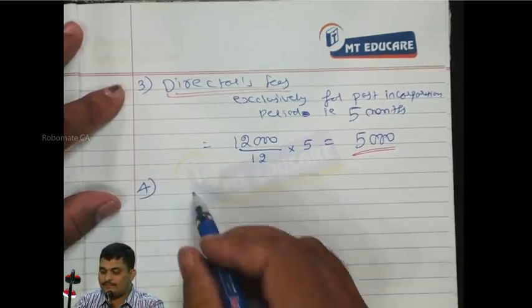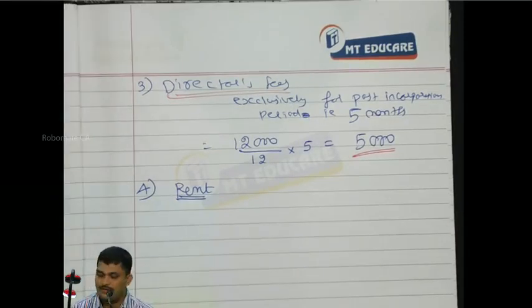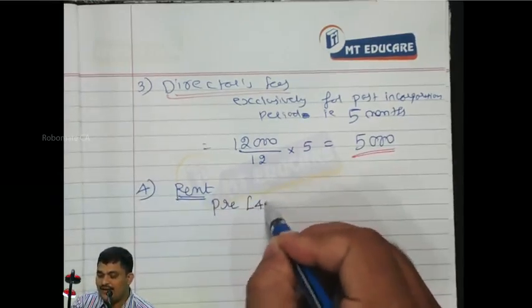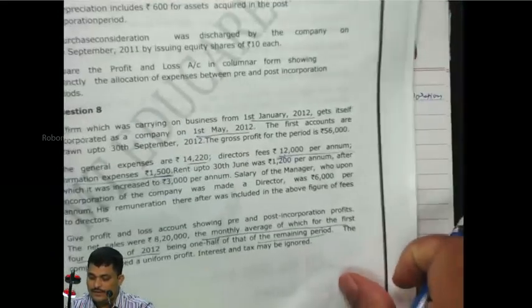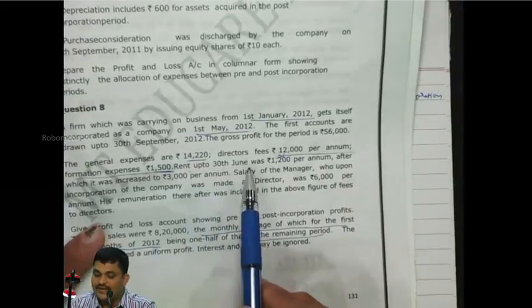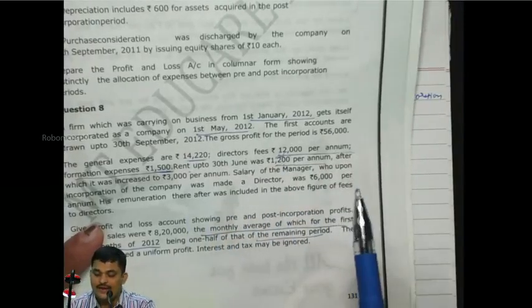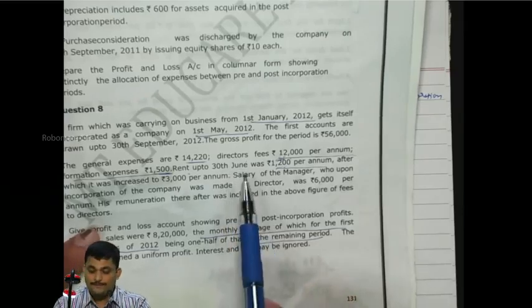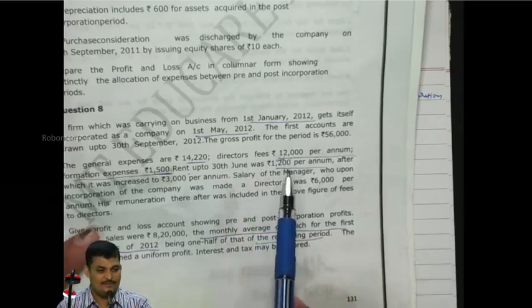Fourth, rent. Now listen, rent will come in the pre as well as the post-incorporation period. Pre for a span of 4 months, we understand. Rent up to 30th June was 1,200 per annum. Please listen. Up to 30th June 2012, the rent was 1,200 per annum.